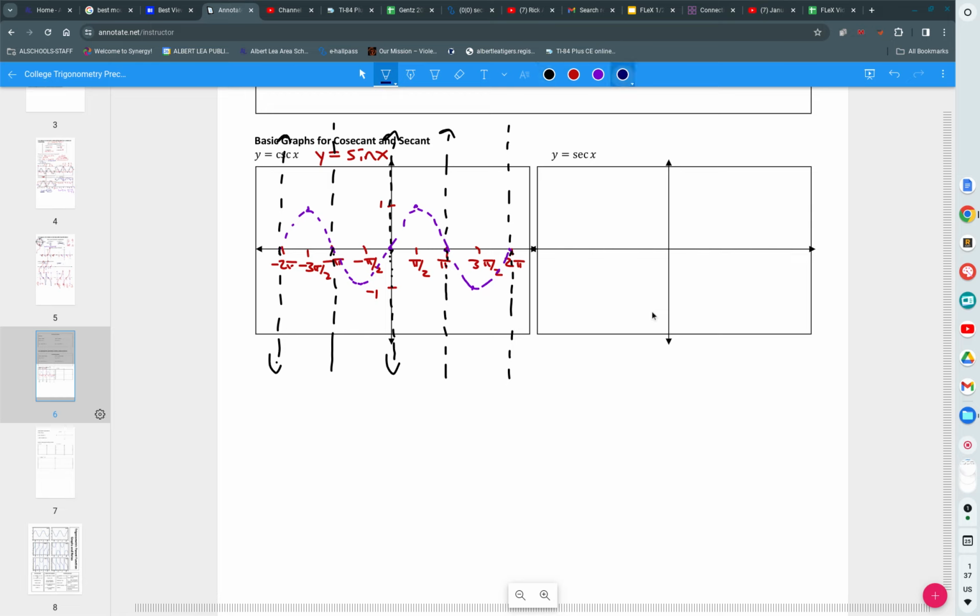Now we're going to plot some points, okay? We're going to go back to this reciprocal idea. What is the value of sine right here? 1. What's the reciprocal of 1? Positive 1. Good. So sine and cosecant, they share that coordinate right there. We know that, okay? And then let's move along.